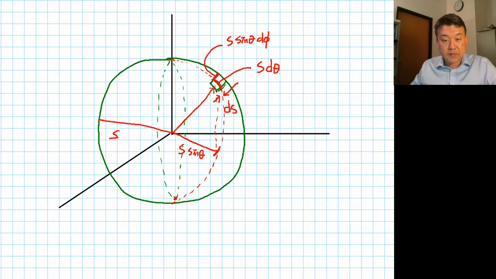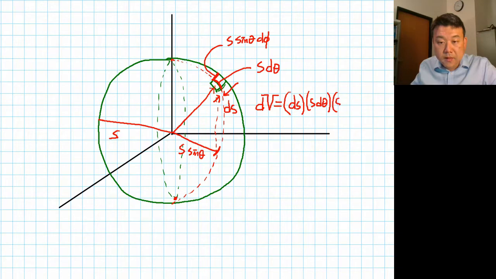So the volume element is essentially the product of these three sides. The idea is that when you're talking about infinitesimal volume, as long as these are all relatively perpendicular to each other, then we don't care that they are all curved. If you take small enough sides, then the fact that it's curved shouldn't matter. So I can say the volume element dv is equal to the product of ds times s d theta times s sine theta d phi. Or if you want to make this look pretty, you could factor out the two factors of s in front, s squared, and I have one function of theta, sine theta, and all the infinitesimals together, ds, d theta, d phi. So that's it. That's the volume element.